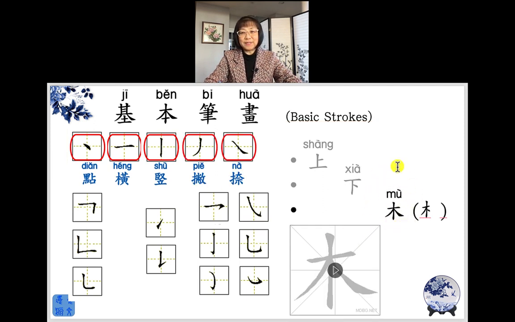木. Four strokes. 横竖撇. For this full character, the last stroke is a 捺. For the radical, the last stroke is a 点. All right. So look at the order. 横竖撇捺. One more time. 横竖撇捺. That's 木.